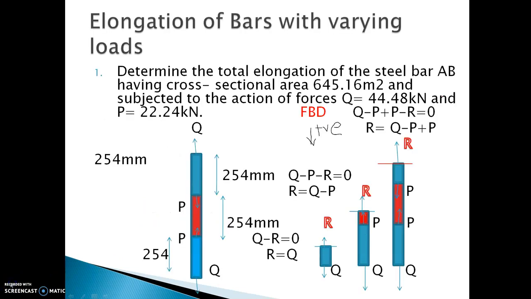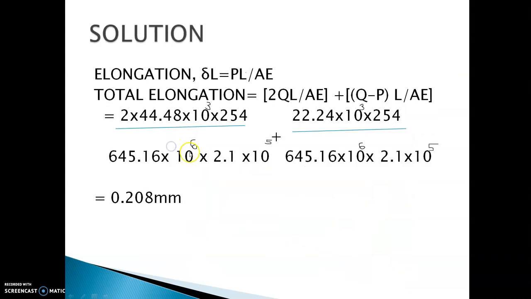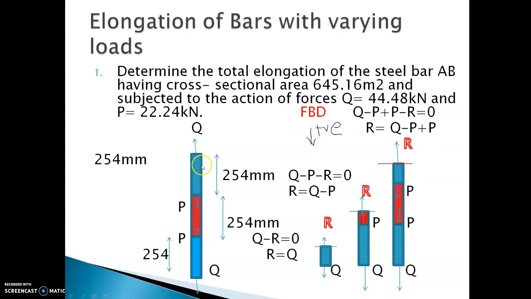So far we have studied bars of uniform cross section. Now we'll see elongation of bars with varying cross section. So the question is, determine the elongation of the steel bar AB having a cross section area of 645.16 meters square and subjected to the action of forces Q equal to 44.48 kilonewton and P equal to 22.24 kilonewton. So here you have a bar AB which is subjected to different loads at different sections. So it is a bar with varying loads.